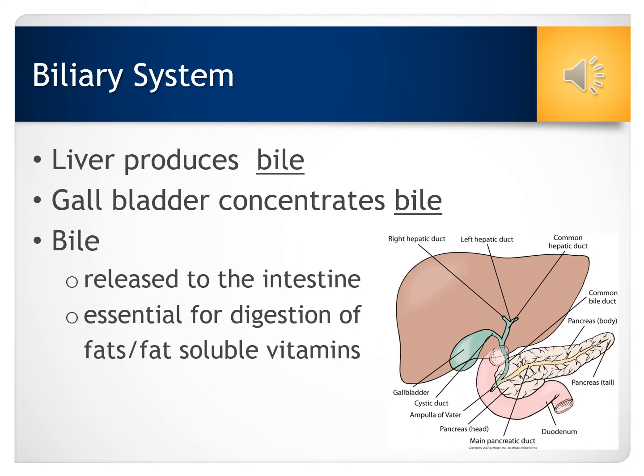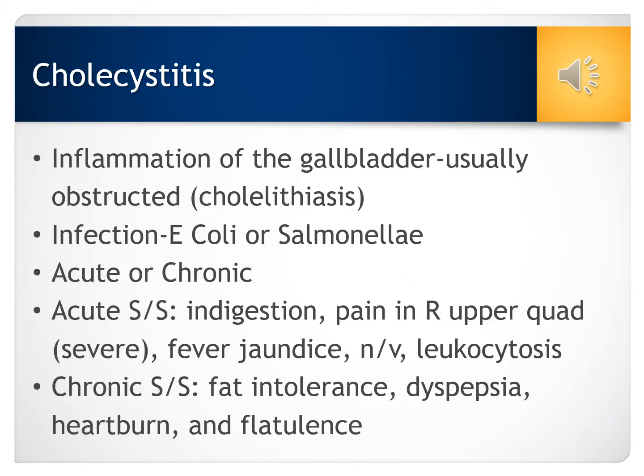As a review, the liver produces bile. The gallbladder concentrates bile, and bile is released into the intestine and is essential for the digestion of fats and fat-soluble vitamins.